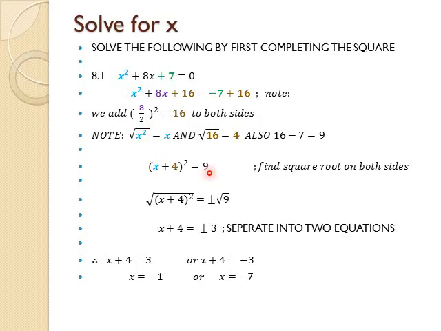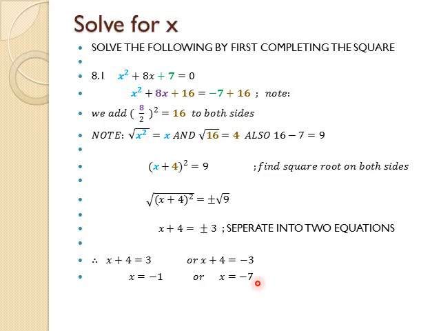And now to solve for x, I'm going to find the square root of both sides. Alright, so the square root of x plus 4 squared and the square root of 9. Always remember the plus minus. So I have x plus 4 equal plus minus 3. And this I separate into two equations. So I have x plus 4 equal 3, or x plus 4 equal minus 3. Take 4 over, 3 minus 4 becomes minus 1 there. If I take 4 over, minus 3 minus 4 would give me negative 7.